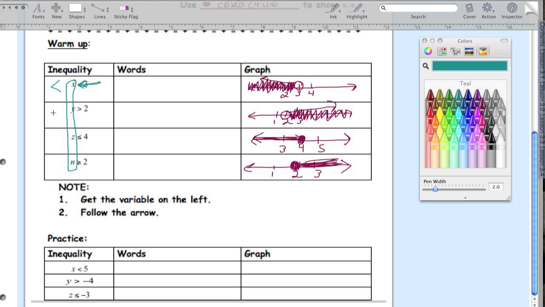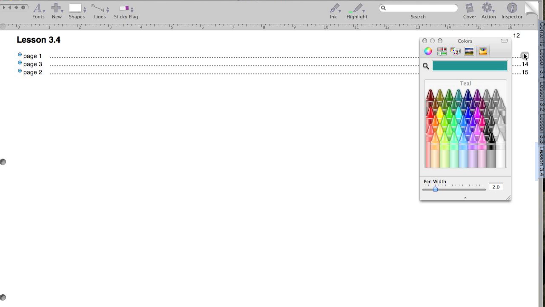This is a greater than, so it's all the values greater. It's pointing to the right. This less than or equal to points to the left, greater than or equal to points to the right. So that's why it says follow the arrow. You can just follow whatever the arrow is pointing to, and that will help you. So in this one, you're going to plot 5, open circle, shade to the left. Plot -4, open circle, shade to the right. Plot -3, closed circle, shade to the left. Alright, let's try the next page.